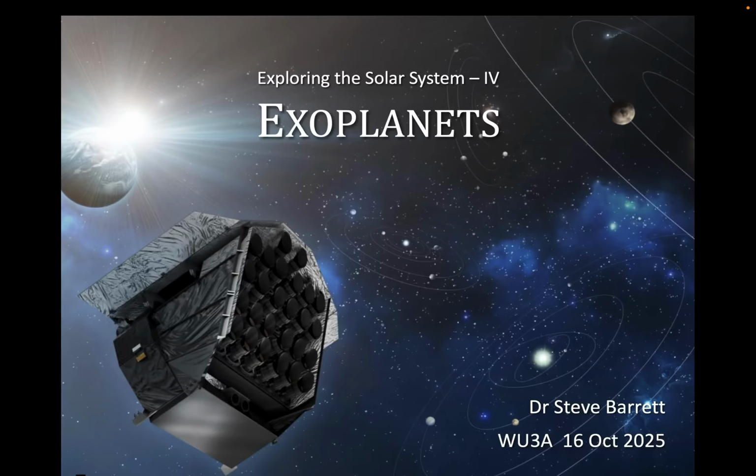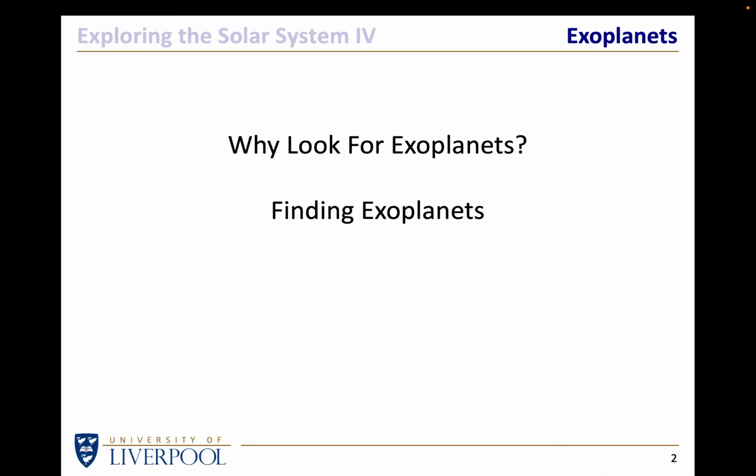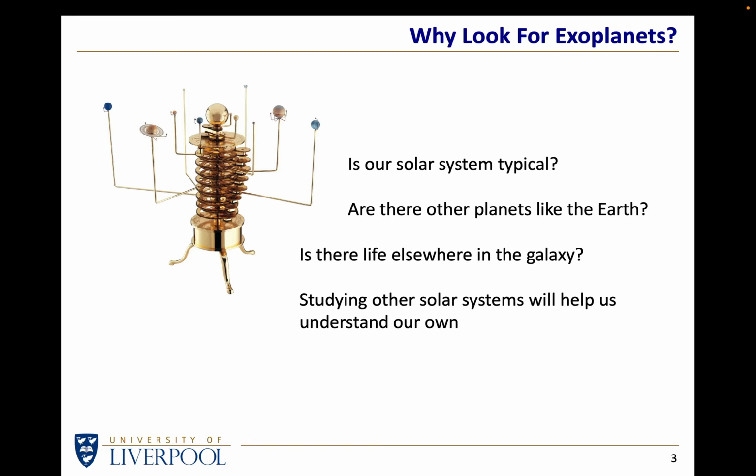So this one, part 4, is on exoplanets, planets around other stars. So we can ask the question, why bother looking for exoplanets? How do we go about finding them if we are interested in finding them? And how we go about looking for life, given that life might well be out there. And I'll ask the question at the end, what next in terms of what missions are coming up that might impact on our knowledge of exoplanets.